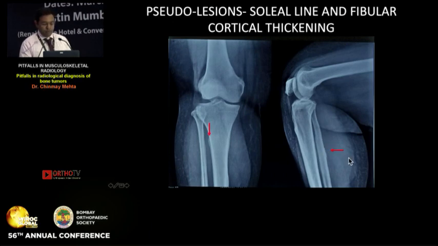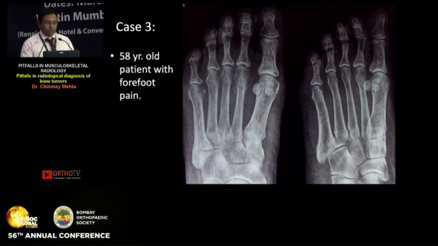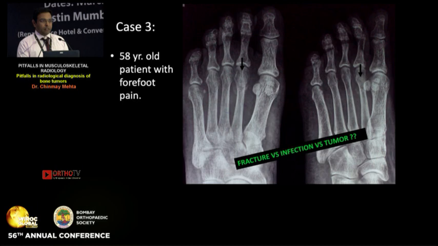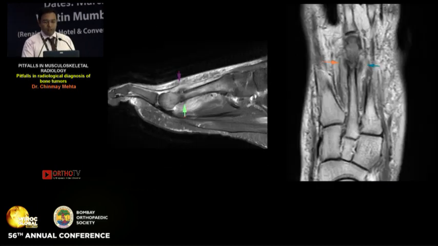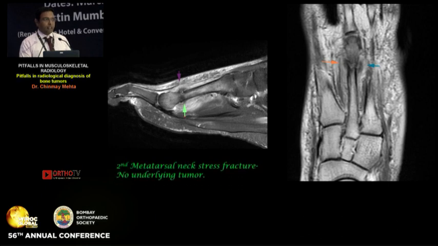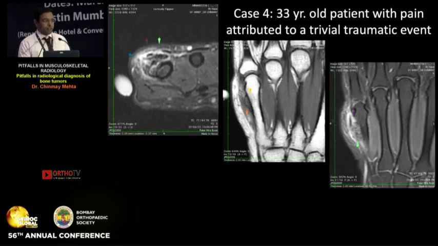Let's look at the third case, a 58-year-old patient with forefoot pain. Can you find something? Yes, there is this periosteal reaction in the second metatarsal neck. Is this a stress fracture? Is there an underlying tumor? Or is there osteomyelitis beneath it? So let's look at MR and see what it looks like, and it clearly shows the fracture line, which makes it a stress fracture. So MR is the gold standard, and we don't need X-rays. Is this what we want to take away from this? Let's clarify this doubt in the next case.